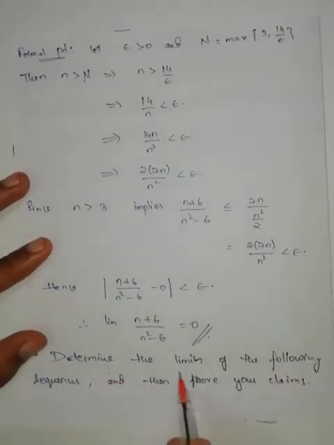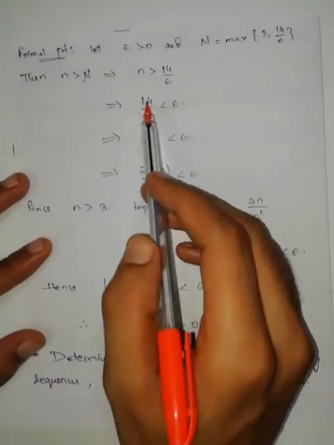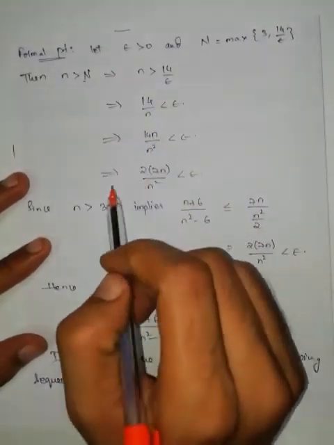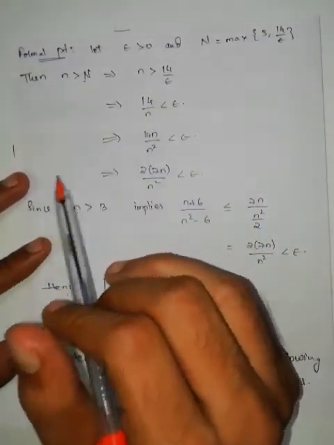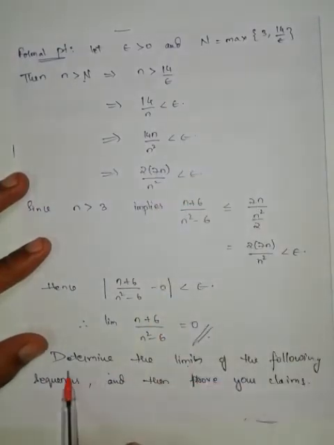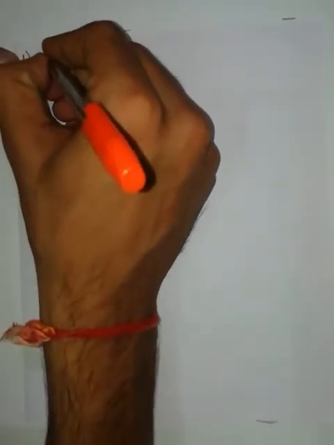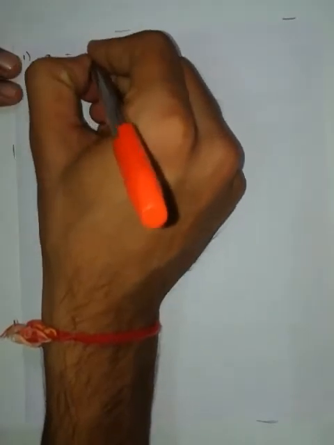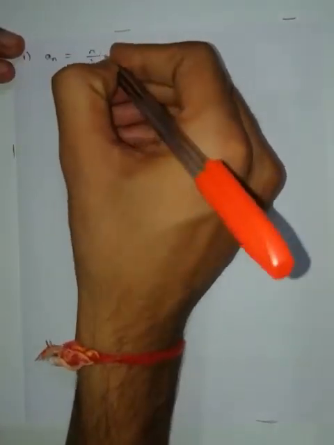First we have to determine what is the limit of the sequence, and then whatever the limit you are saying we have to prove. In the above problem, directly they were given the limit of the sequence and we directly proved it. But here first we have to determine the limit and then we have to prove. So first one, the sequence an is equal to n by n square plus 1.